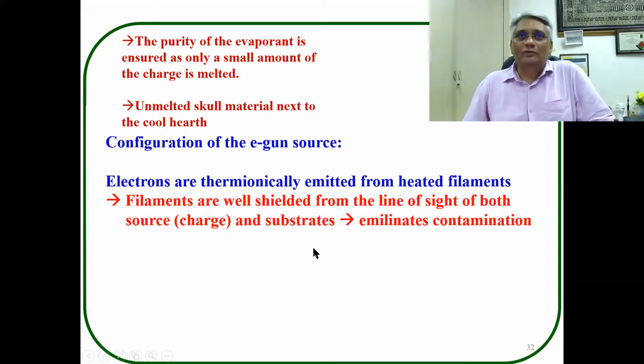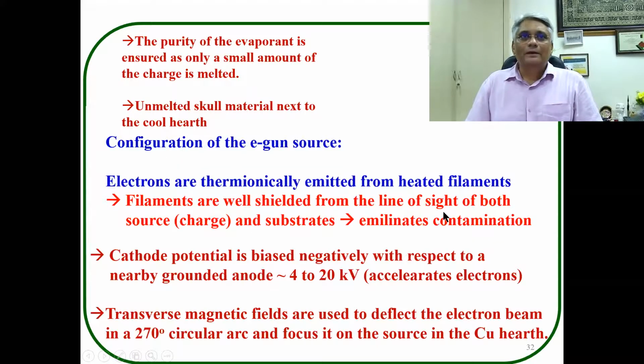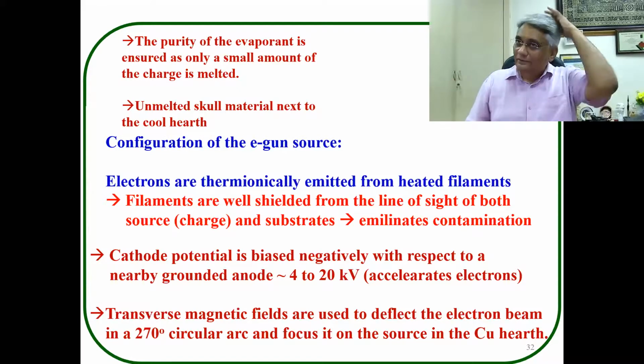So filaments are well shielded from the line of sight of both source and substrates. This eliminates contamination. The cathode potential is biased negatively with respect to a nearby grounded anode, anywhere from 4 to 20 kilovolts, because you need this potential for electrons to accelerate. And you can also use transverse magnetic fields to deflect the beam by about a 270-degree arc.